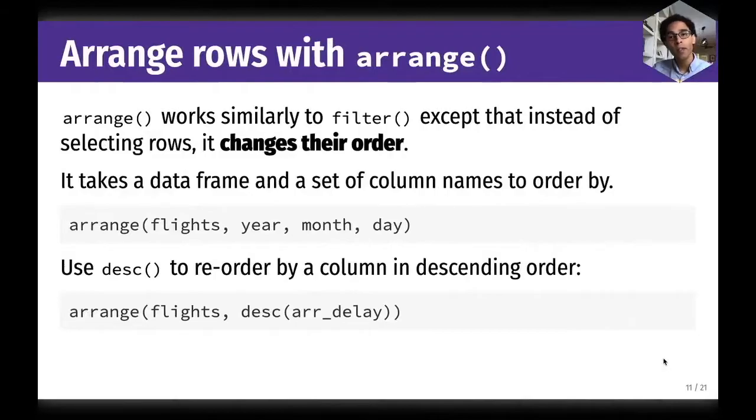Moving on to the next basic function from the dplyr package, here's arrange, which works similarly to filter, except that instead of selecting rows, it will change their order. So it will take a data frame and a set of column names to order by. For instance, sometimes we want to order the set of observations that we have in descending order by the arrival delay of a given flight. And to apply that, you can use the last piece of code that is included in this slide.